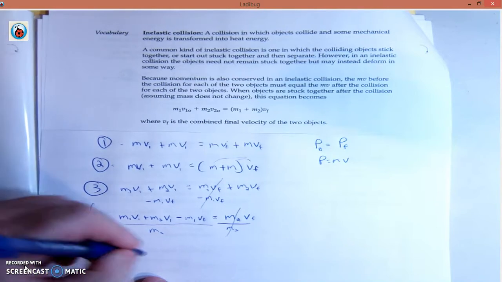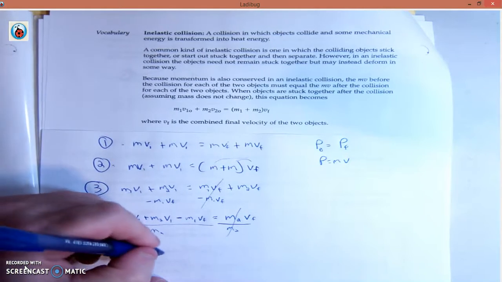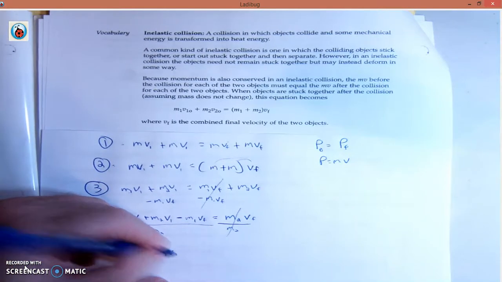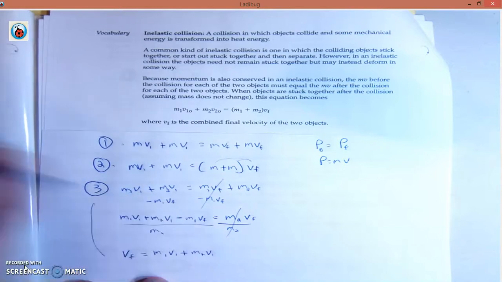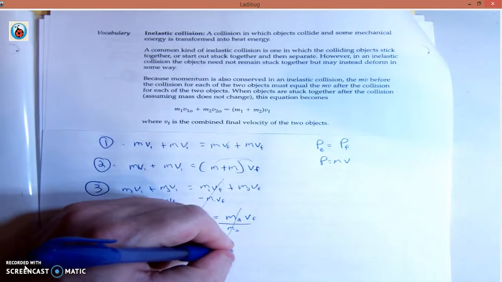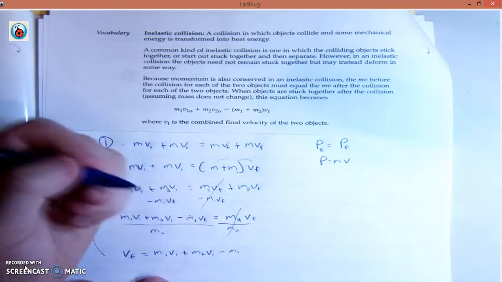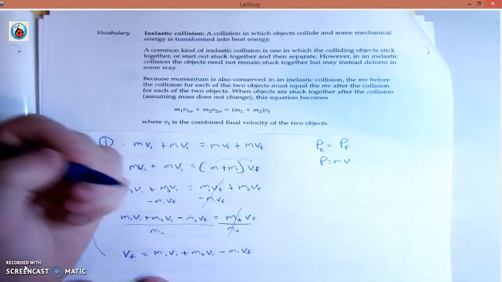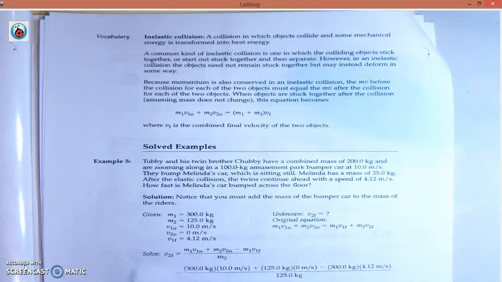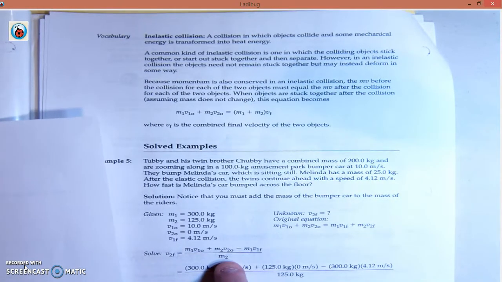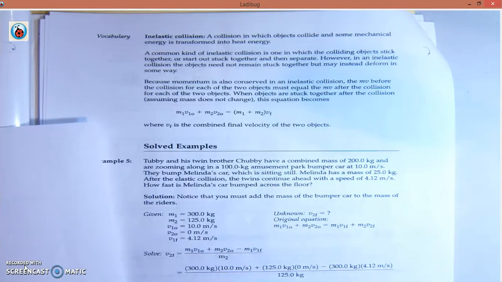So the third way is going to look like this. The final velocity equals the mass of object 1 times the initial velocity plus the mass of object 2 times the initial velocity minus the mass of object 1 times the final velocity, over the mass of object 2. So that is shown here, right? It's the same thing. So now that we've got that, let's try to solve it. Let's look at how they did it here.